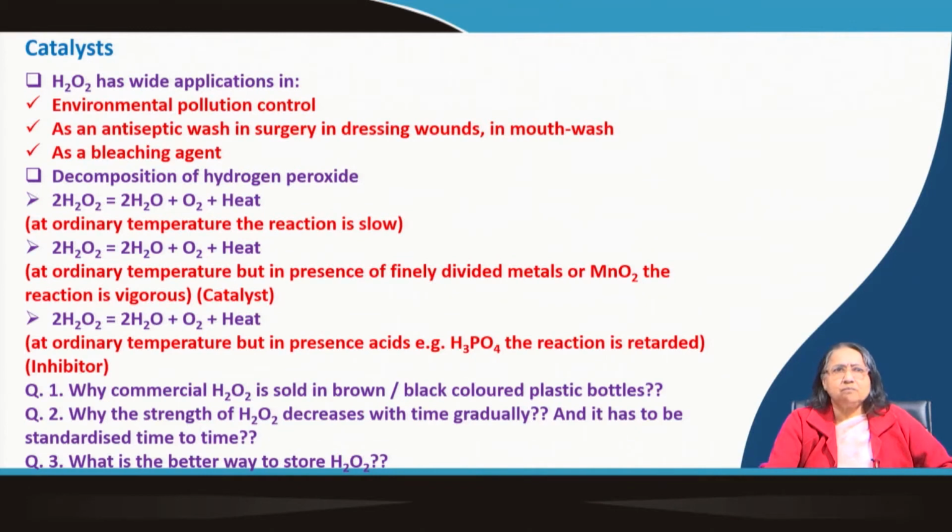Okay. Now, I do not know whether you have used H2O2 in your lab or not, but if you see the bottle of H2O2, then you will see that it is kept in black colored or brown colored bottles, plastic bottles. Why is it so? Why not in a glass bottle? Why not in colorless transparent bottles? Many reagents we keep in those types of bottles.